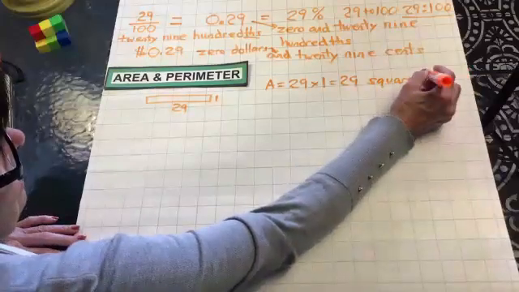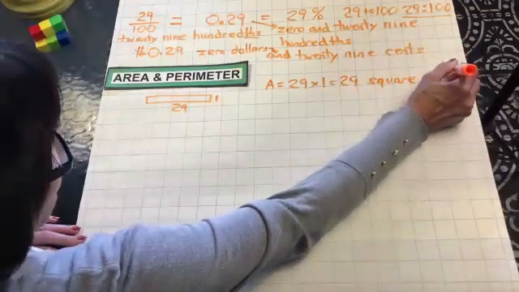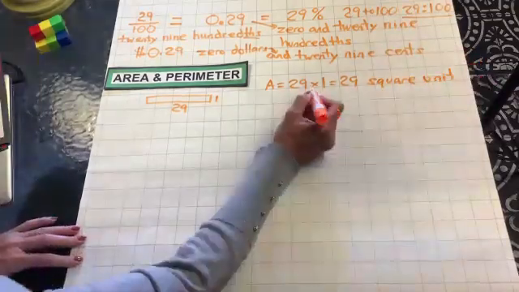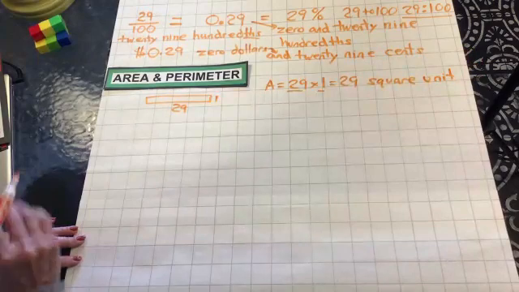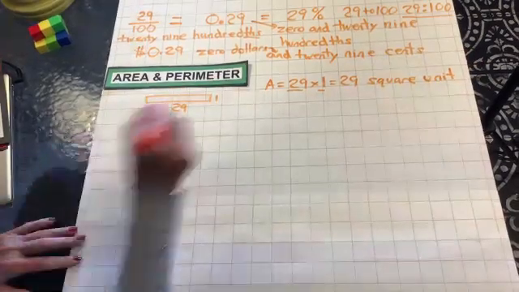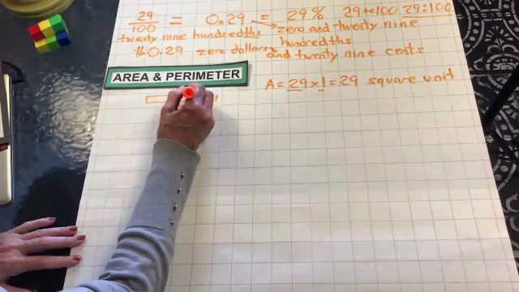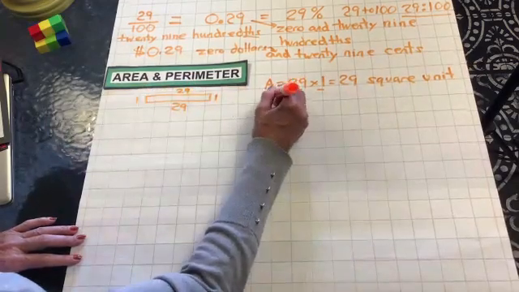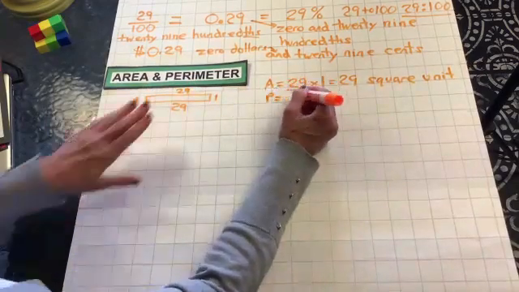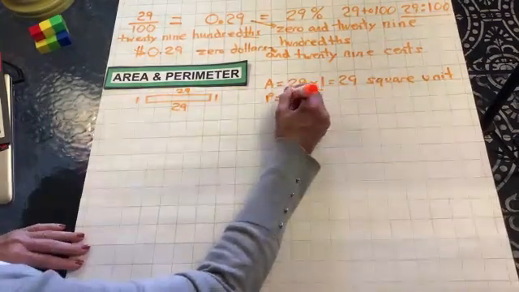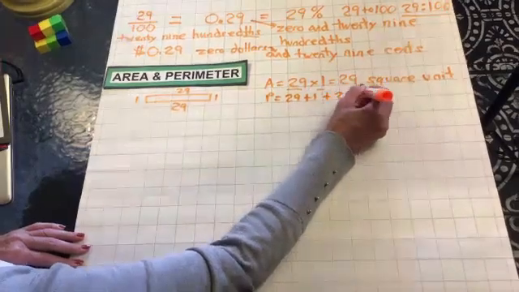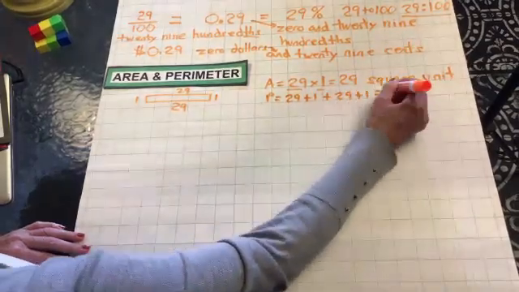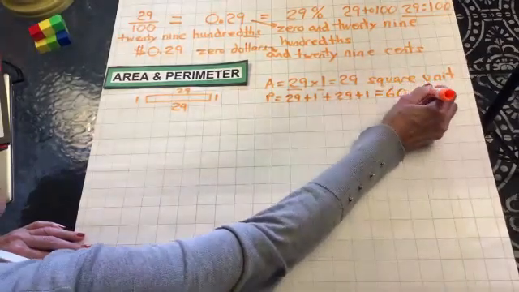And this is considered two-dimensional. And the reason why it's two-dimensional is we're only multiplying 2 numbers. So that's just 2 different numbers, 29 here and a 1 here as well. So perimeter would equal, if this was a perfect rectangle, 29 plus 1 plus 29 plus 1, which equals 60 units.